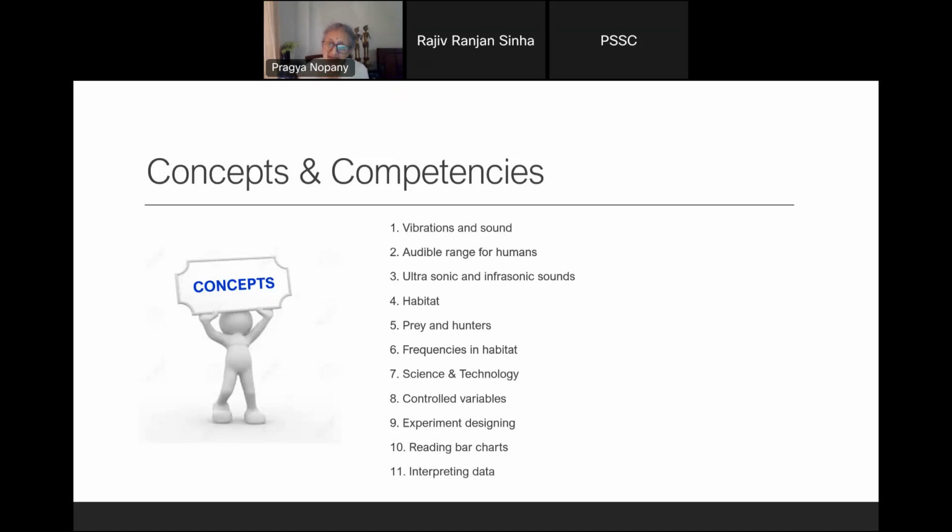Now look at all these concepts and competencies and write in the chat box up till which serial number it is concepts, and which serial numbers are concepts and which serial numbers are competencies. Please write in the chat box. I want you to write in the chat box, out of all these points that I have given here, which ones are concepts and which ones are competencies.